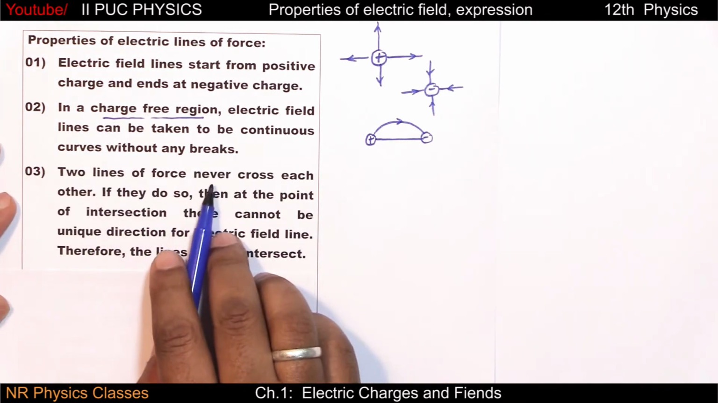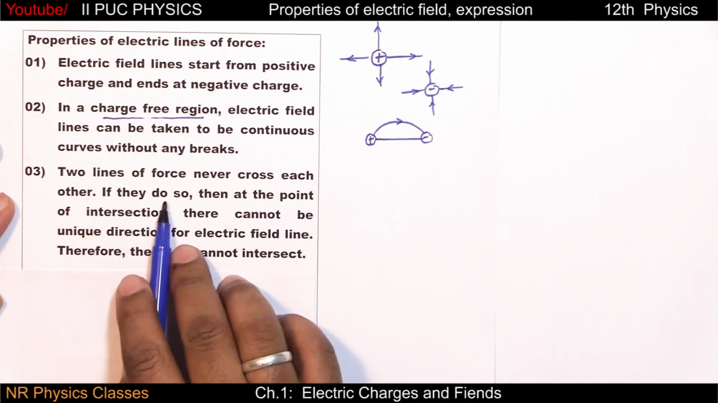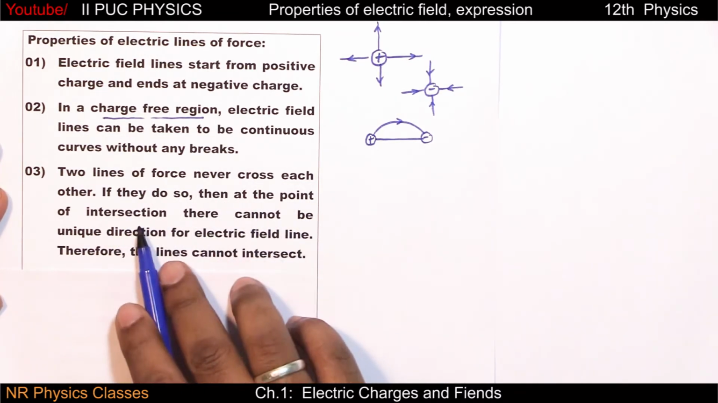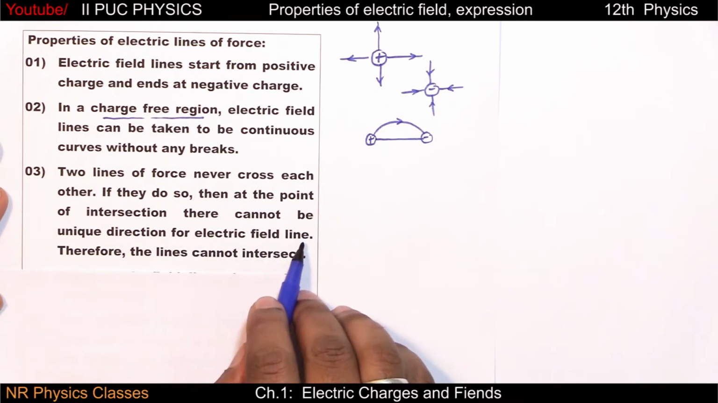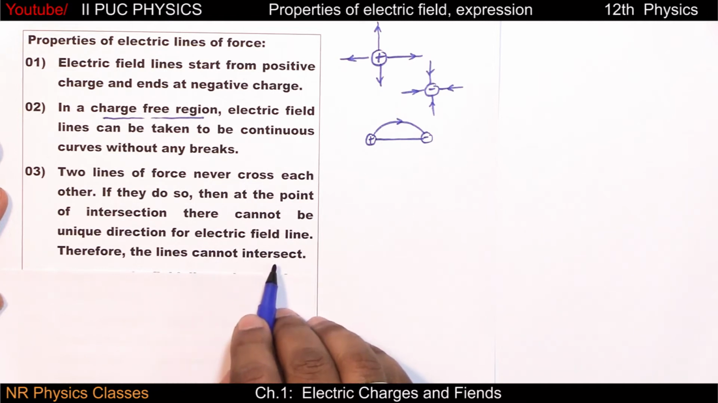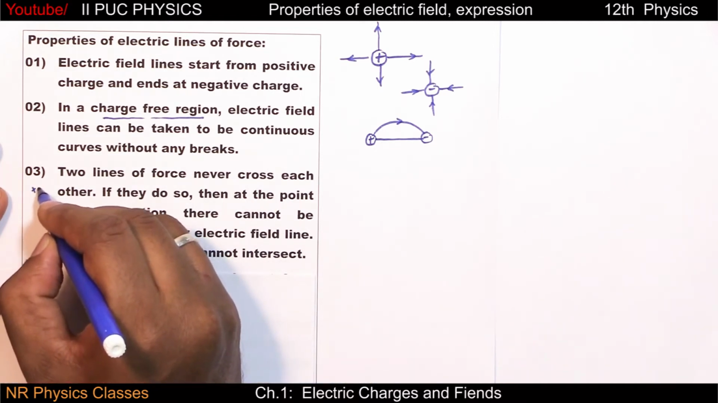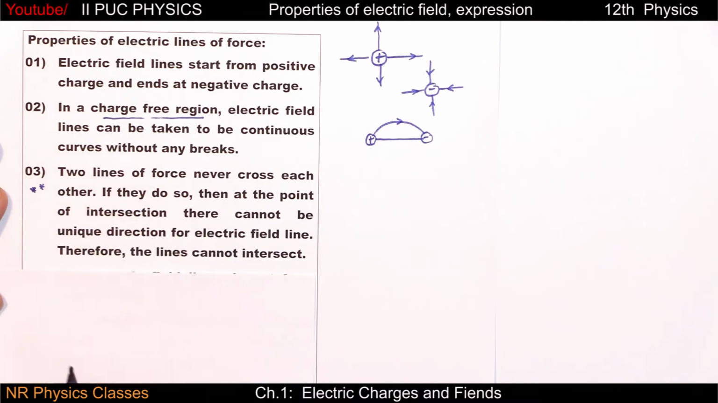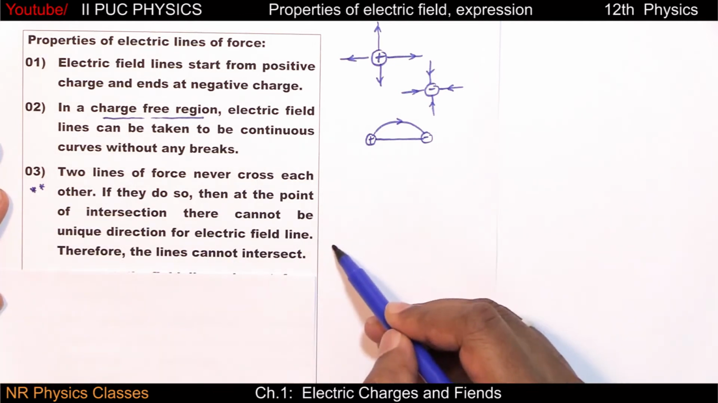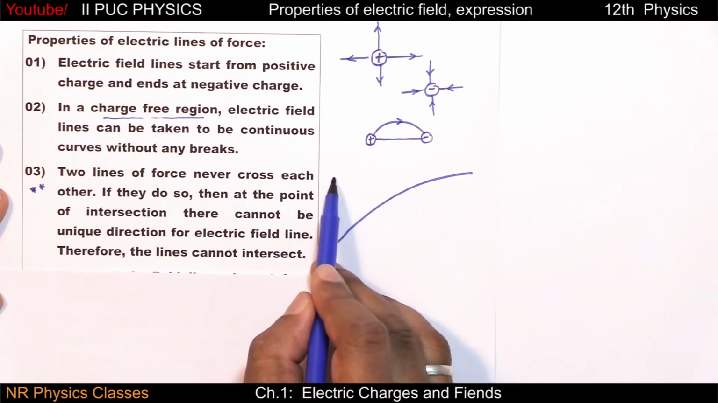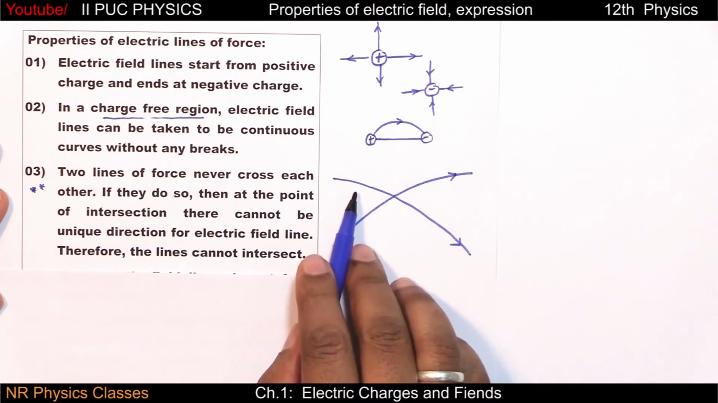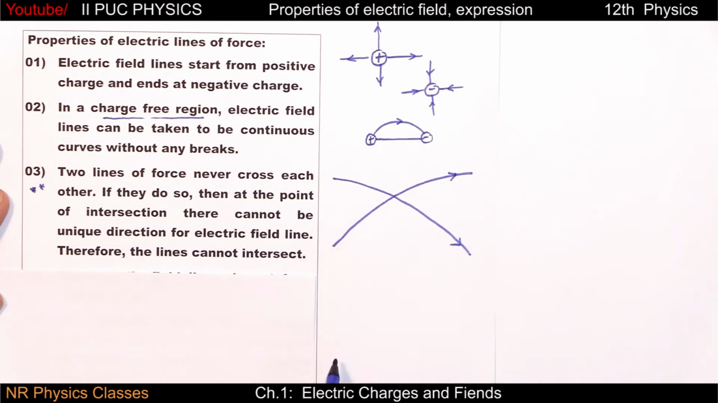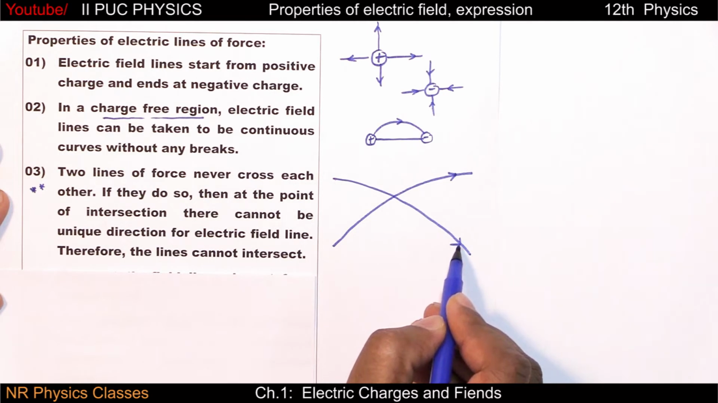Two lines of force never cross each other. If they do so, then at the point of intersection there cannot be a unique direction for the electric field line. Therefore, the lines cannot intersect. So this is an important property. If this is one electric field line, this is another electric field line. So in my case, they intersect. What is the direction of an electric field line? The direction of motion of a test positive charge.